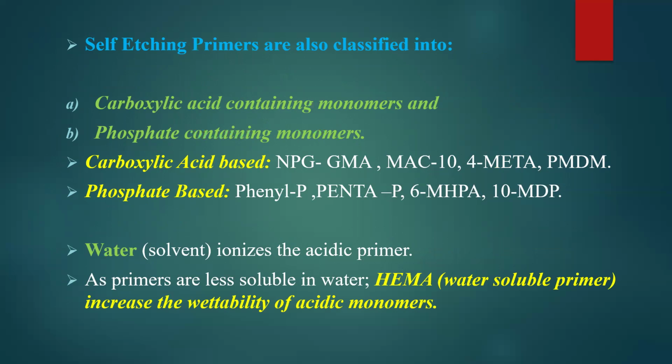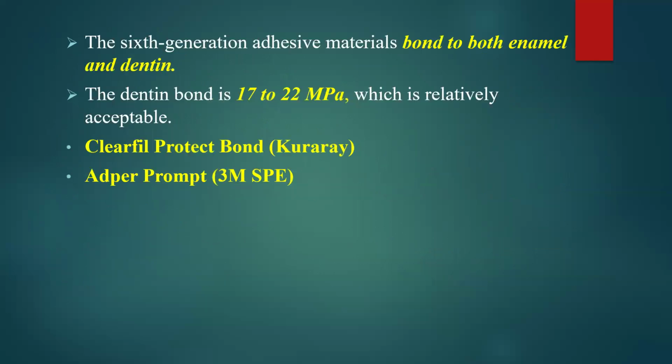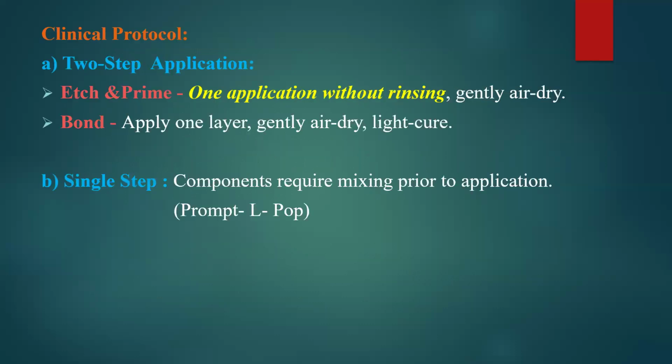As primers are less soluble in water, HEMA, which is water-soluble, increases the wettability of the acidic monomers. The sixth generation materials bond to both enamel and dentin. The dentin bond is 17 to 22 MPa, which is relatively acceptable. The examples include Clearfil Protect Bond by Kuraray and the Adper Prompt by 3M ESPE. Clinical protocol, two-step application process: etch and prime, one application without rinsing, gently air dry; bonding, apply one layer, gently air dry and light cure. As a single step, the components require mixing prior to application. Example, Prompt L-Pop.